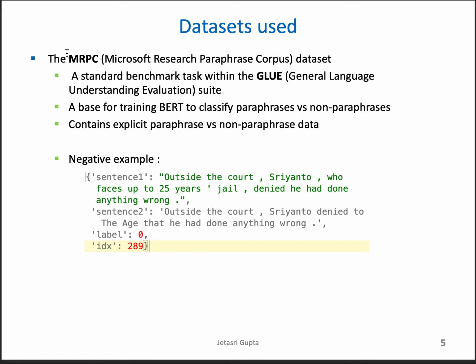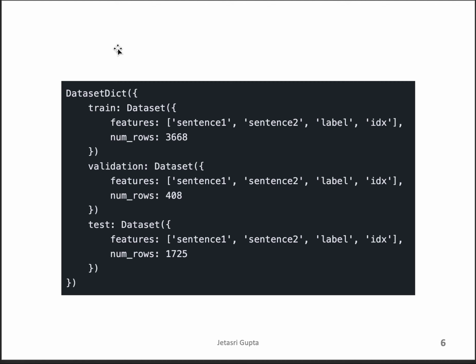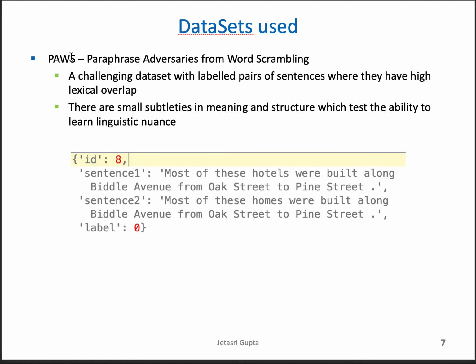This one was a more basic one, and it's a landmark data set that's used to fine-tune BERT whenever you want it to recognize paraphrases. The second one is very complex, and it really requires models to understand linguistic nuance and the logical structure of sentences and not just recognize keywords.